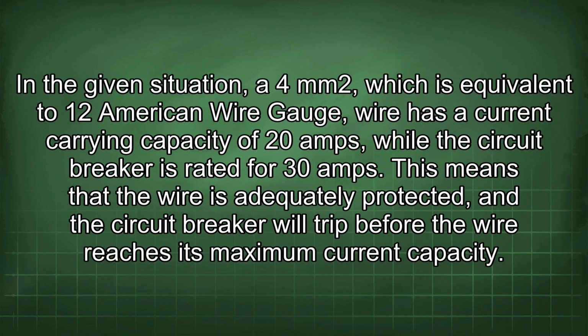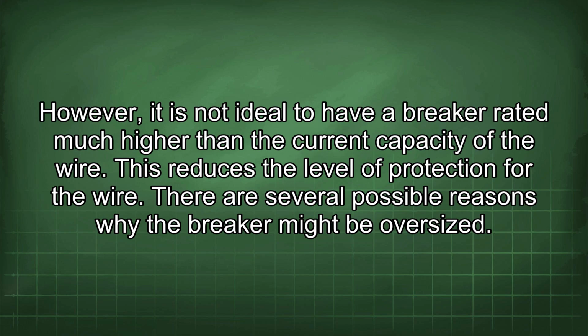In the given situation, a 4mm², which is equivalent to 12 American wire gauge, wire has a current carrying capacity of 20 amps, while the circuit breaker is rated for 30 amps. This means that the wire is adequately protected, and the circuit breaker will trip before the wire reaches its maximum current capacity. However, it is not ideal to have a breaker rated much higher than the current capacity of the wire. This reduces the level of protection for the wire.